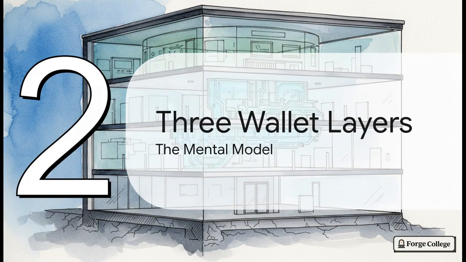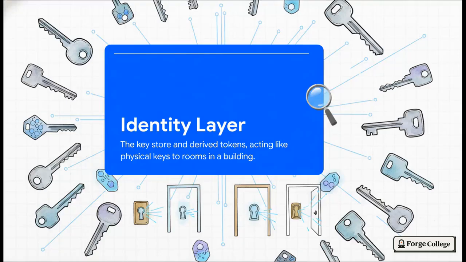All right, moving on to part 2, the mental model of the 3 wallet layers. To make this whole thing super easy to visualize, imagine a smart wallet as a highly secure office building with 3 distinct layers. First up is the identity layer. Think of this simply as your physical ring of room keys. It's your key store, holding your root secrets and temporary session keys. If you want to open a door in this building, well, you need the right key to prove you aren't just some random person walking in off the street.